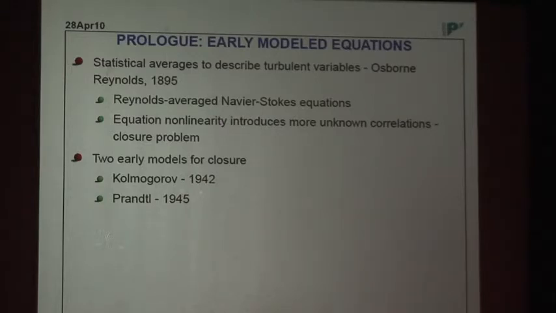In 1942 in Russia, that was not necessarily an optimal time to be doing turbulence modeling, and that was presented by Kolmogorov to the Russian Academy of Sciences outside of Moscow, because at that time the Nazis were outside of Moscow, so they had to move outside the city. So that was not necessarily a time when there was much communication about these ideas. And then in 1945, shortly after the war, Prandtl introduced what was the prelude to what we call one-equation models.